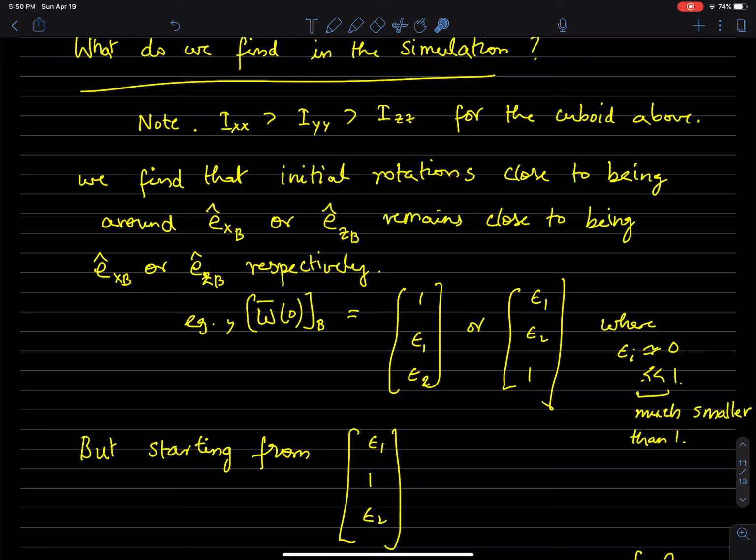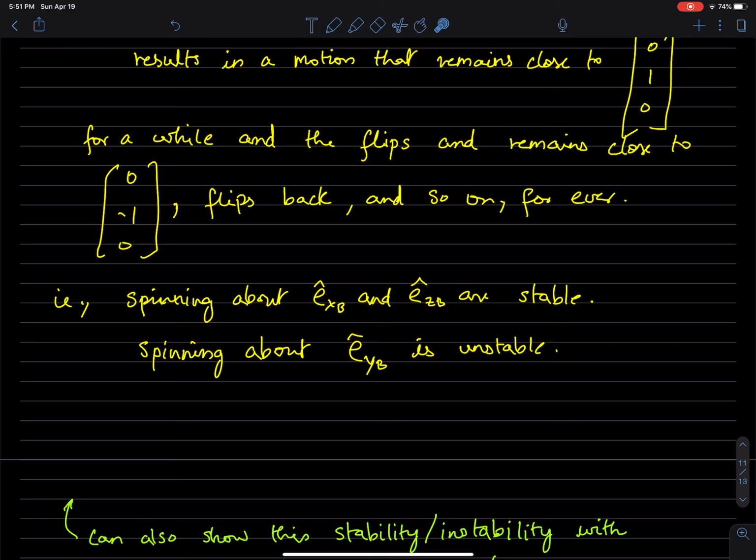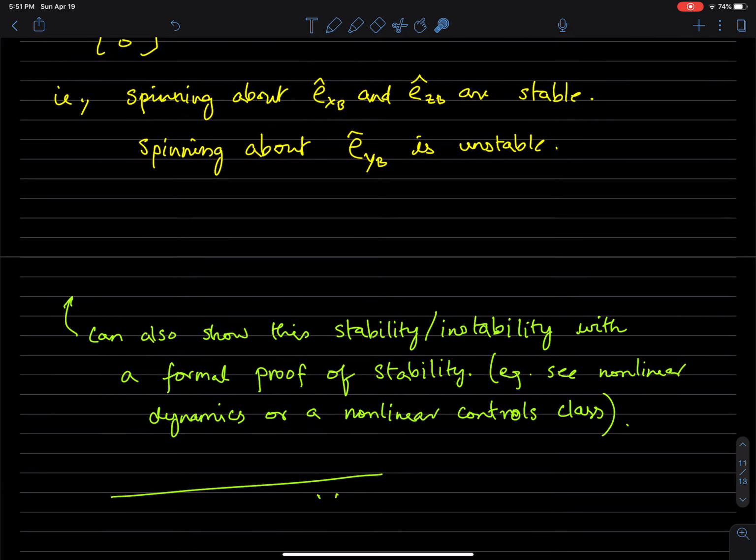And you will find that if you start the object spinning close to the x-axis, it will remain close to the x-axis. If you started off close to the z-axis, it will remain close to the z-axis. But if you started off close to the y-axis, you'll find that it will spin about the y-axis for a little bit and then do a complete flip and start spinning about the negative y-axis, and then do a complete flip and then start spinning about the y-axis, and so on and so forth. So it has this sort of long-term oscillatory dynamics in addition to the spinning motion, which is interesting.